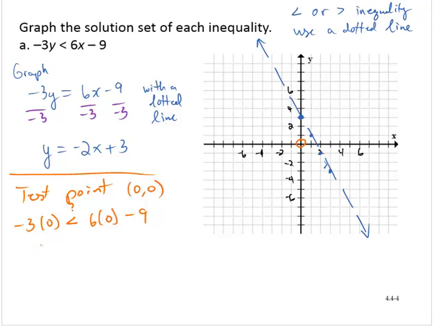So let's see, the left-hand side is 0. The right-hand side is 0 minus 9. That's negative 9. Is 0 less than negative 9? No, that's false. So 0, 0 came back as false, which means I will shade the other side of the line, and so I would shade this region.